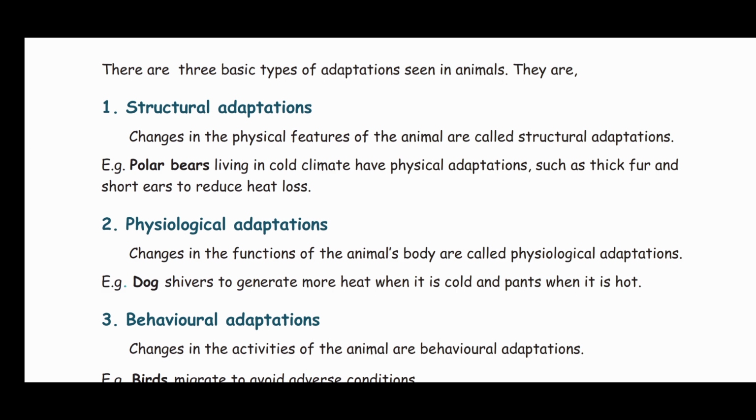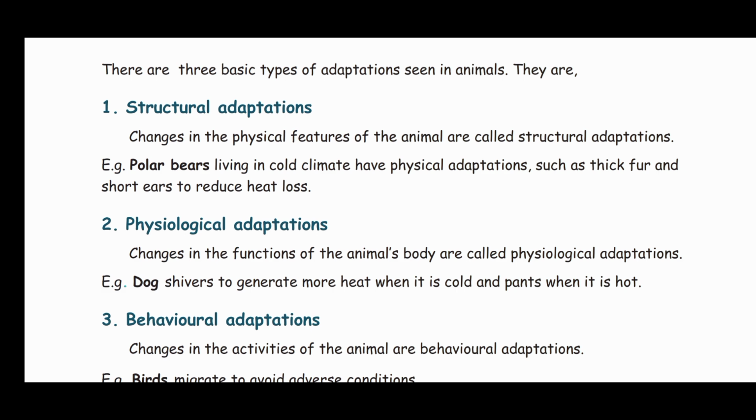Second one, physiological adaptation. Changes in the function of the animal's body are called physiological adaptation. Example, a dog shivers to generate more heat when it is cold and pants when it is hot. Shivers means it will shake its body so that it gets more heat. Pants means a dog cannot sweat, so it does this to release water from its lungs and nose.